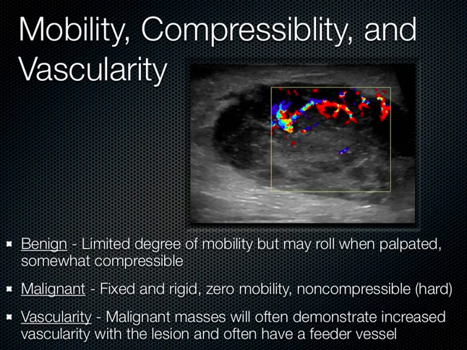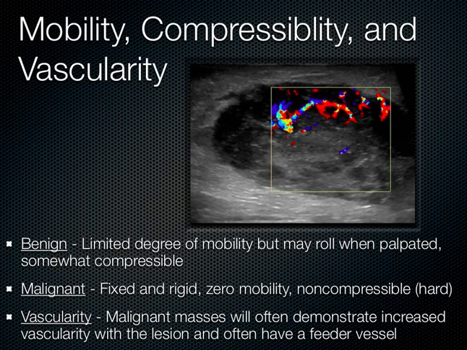There are other issues too, like mobility, compressibility, and vascularity. Benign lesions have a limited degree of mobility, but they can actually roll when you palpate them, and they're somewhat compressible. Whereas malignant lesions are fixed, rigid, and don't move at all. They're non-compressible, they're hard. So that's another way to distinguish these on ultrasound.